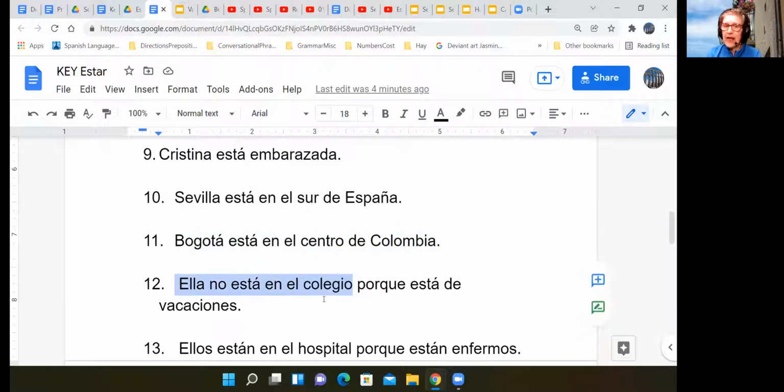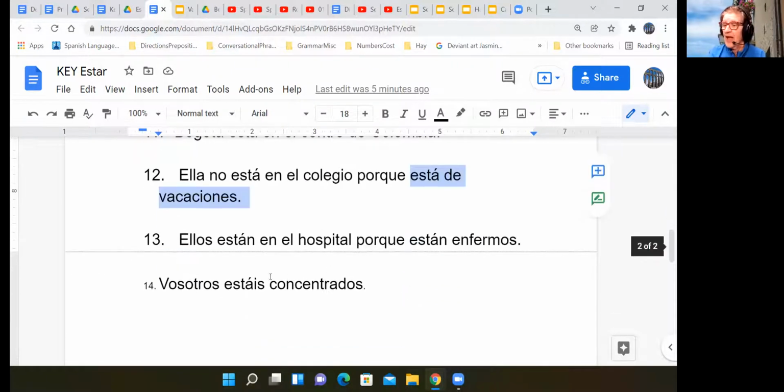Ella no está en el colegio. She's not at high school. This word is not college. Colegio is anywhere from like a middle to a high school usually, but it's definitely not universidad, university. Okay, so that's kind of also a false cognate. It is a school, it's just not college. No está en el colegio. She's not at the high school. Because está de vacaciones. She's on vacation, and on vacation, well, is not at work. Yeah, it's still kind of location in a way.